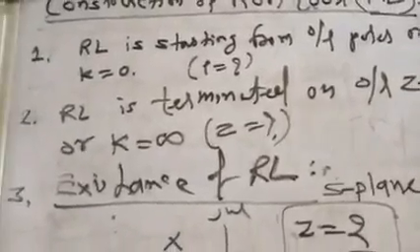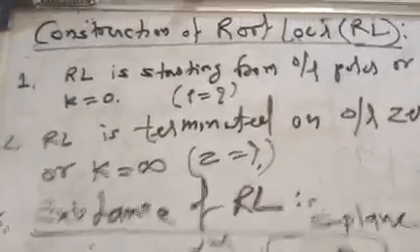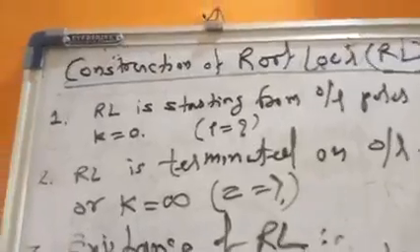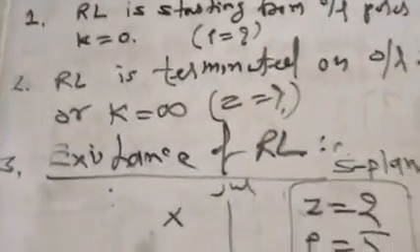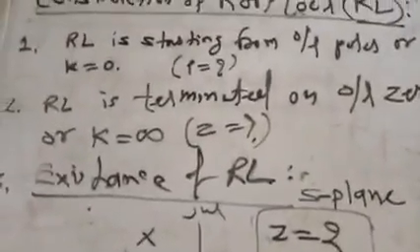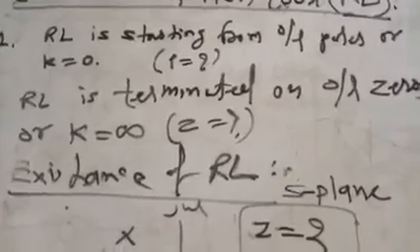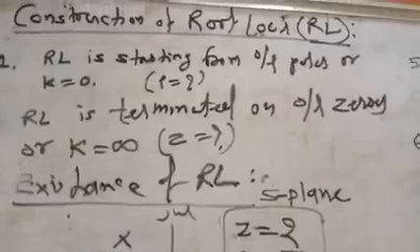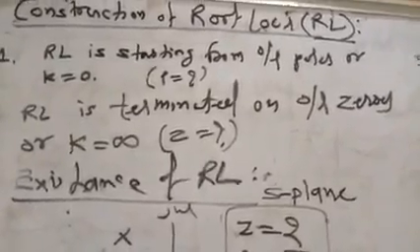So what is the first rule or first feature? Root locus always starts from the open loop poles. That means it is K equal to 0. Root locus is terminated on the open loop zero or K equal to infinity. For termination of the root locus, there are two options. It is terminated on an open loop zero. If an open loop zero is absent, then it is terminated at K equal to infinity.